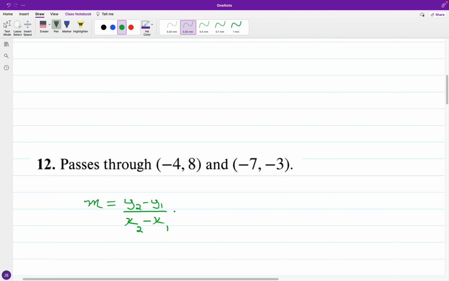And again, where x1 and x2 are not equal to each other, and looking at finding out just what the slope of the line is going to be that passes through (-4, 8) and (-7, -3). And again, it doesn't matter what you have to be your first and second x and y values. Just keep in mind that all ordered pairs are of the form x and y.